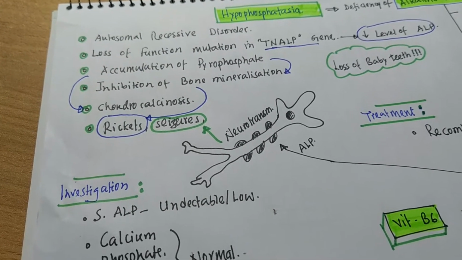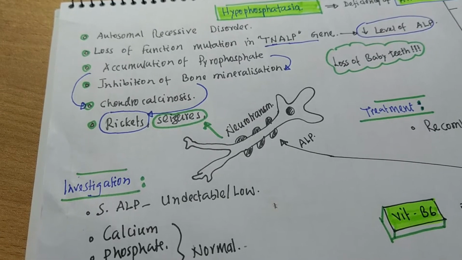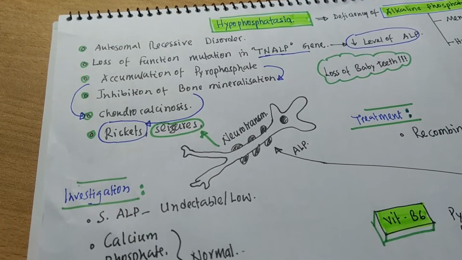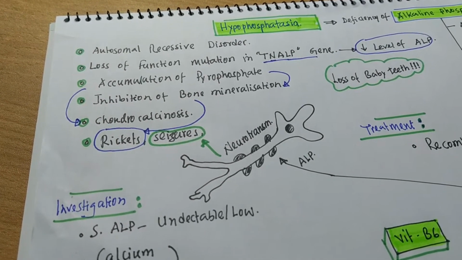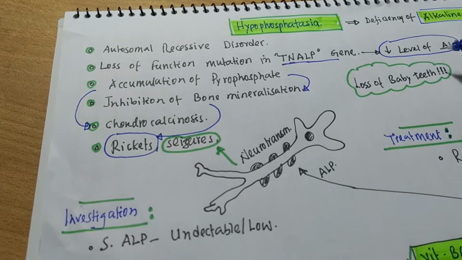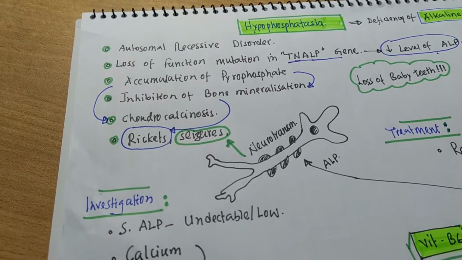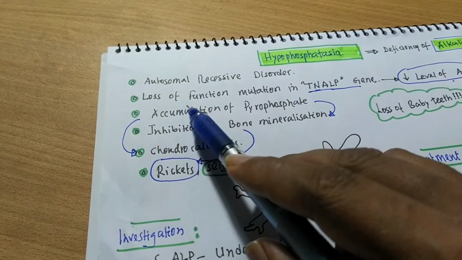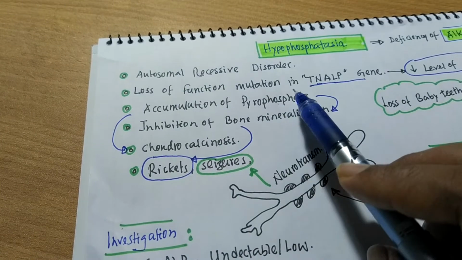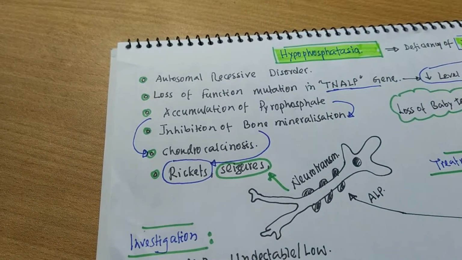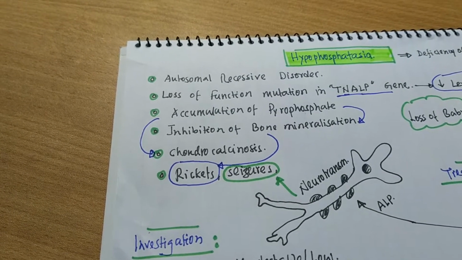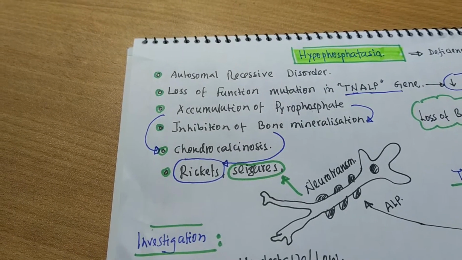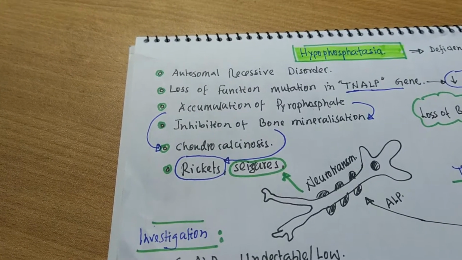Normally the alkaline phosphatase causes hydrolysis of pyrophosphate, and thereby the phosphate enters into the bones and takes part in bone mineralization. And if the alkaline phosphatase is decreased, the pyrophosphate will be accumulated outside the bones, and this accumulation of pyrophosphate prevents or inhibits the bone mineralization by inhibiting the synthesis or formation of hydroxyapatite. The name of the molecule is hydroxyapatite. As we know from our biochemistry knowledge, the hydroxyapatite is the main molecule of bone mineralization.